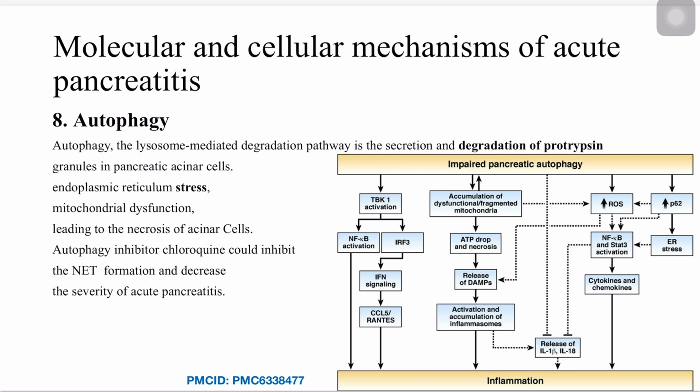The other molecular and cellular mechanism in acute pancreatitis is autophagy. Autophagy is the lysosomal-mediated degradation pathway in the secretion and degradation of the protrypsinogen or protrypsin. Usually protrypsin granules are in the pancreatic acinar cell, in the vesicles. And because of endoplasmic reticulum stress and the mitochondrial dysfunction, which I mentioned, leading to necrosis of acinar cell and autophagy inhibitor, chloroquine could inhibit.